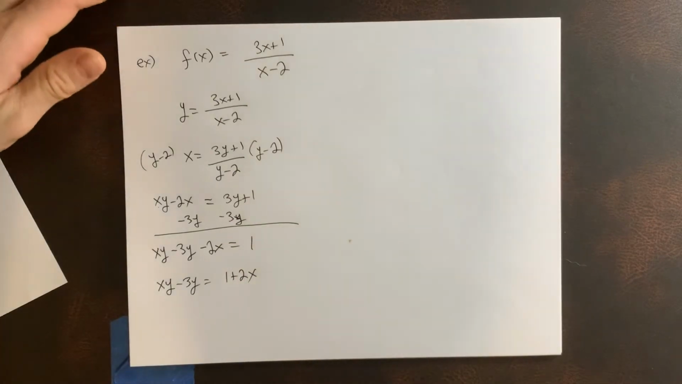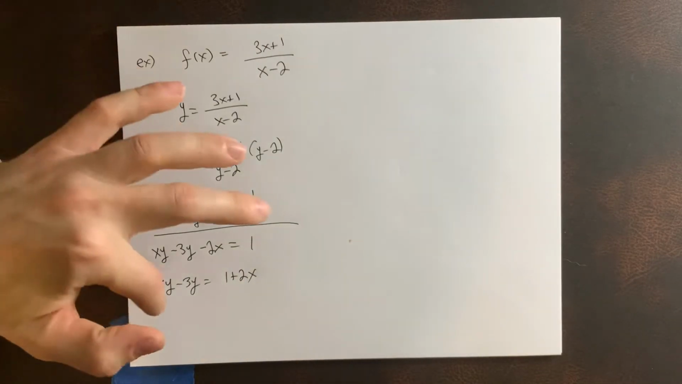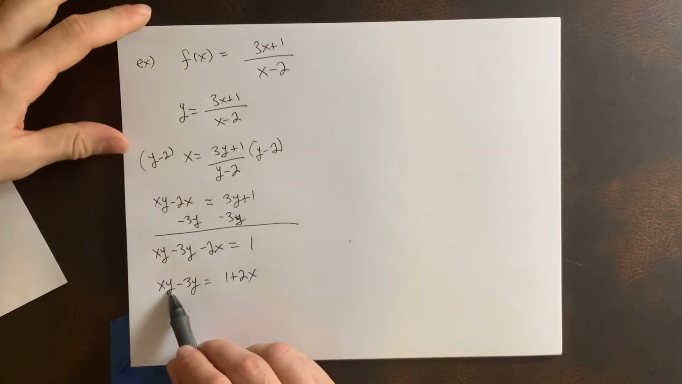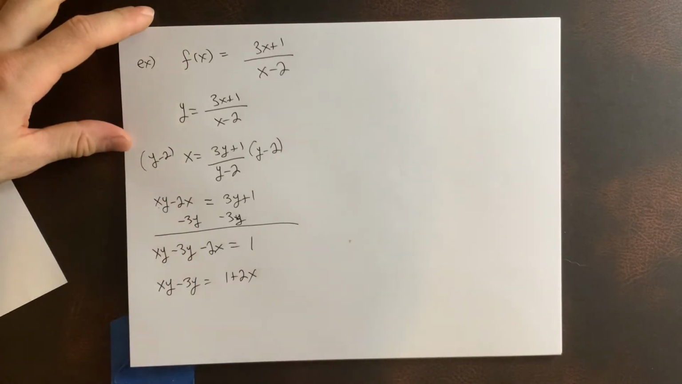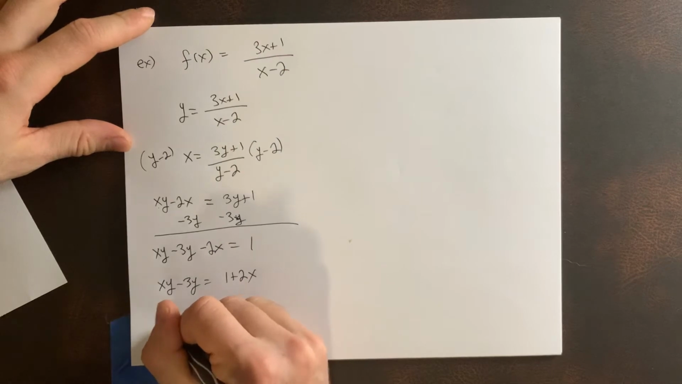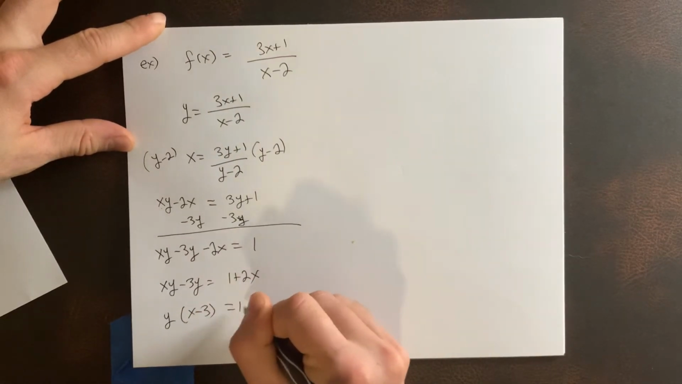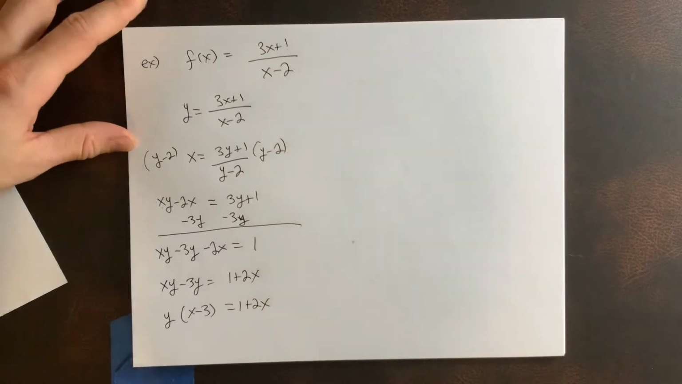Okay, so now it's almost like what we want. We have the y's on the same side, but they're still not alone. But what we can do here is notice that there's a y in this piece and a y in this piece, so we can factor out a y. So we're going to have y times (x minus 3) is equal to 1 plus 2x.